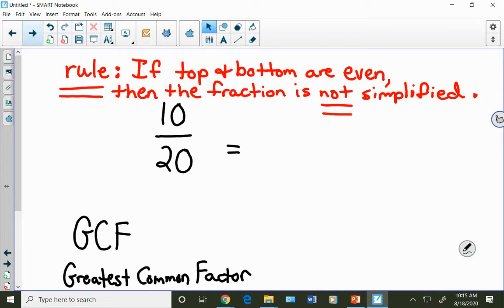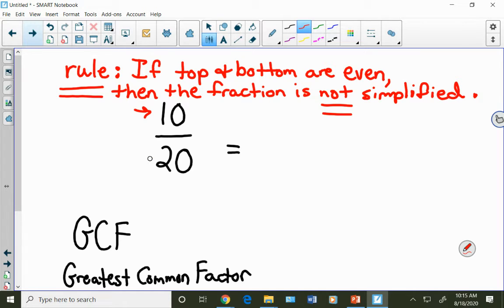Okay, right now we've got 20 total pieces, and 10 of them are shaded. So we've got to simplify this fraction. There are 2 ways to simplify. There's a hard way, which is to find the greatest common factor that the numerator 10 and the denominator 20 have in common.